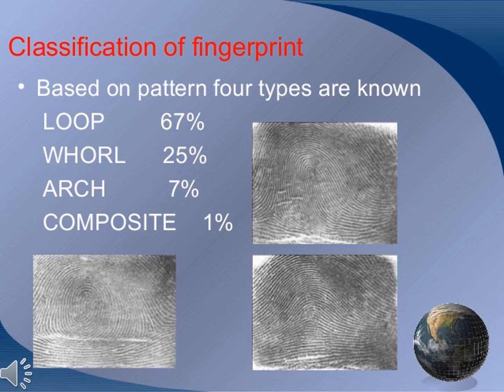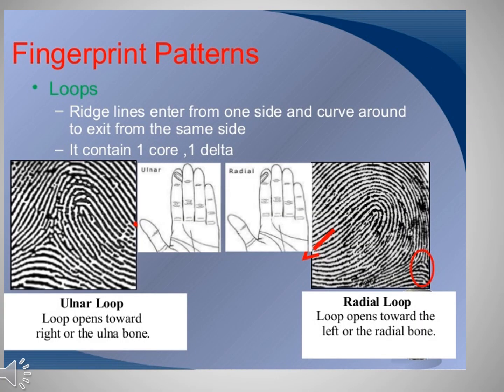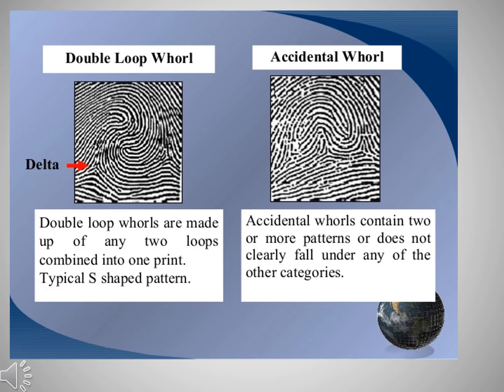Here in this slide, we can see the classification of fingerprints. Based on pattern, 4 types are known: loop, whorl, arc, and composites. This slide shows the loop pattern fingerprint. The ridge lines enter from one side and curve around to exit from the same side. It contains one core and one delta. There are ulnar loops and radial loops. There are double loop whorls and accidental whorls.